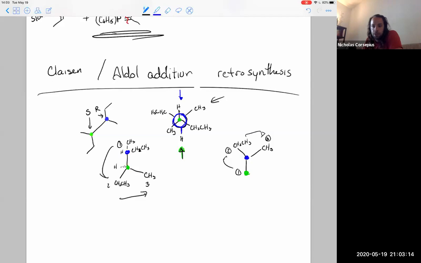I would focus much more on perspective drawings and Fischer projections than the Newman. 99.9% of the time with the Newman drawing, we're not trying to show stereochemistry. It makes stereochemistry a lot more of a pain in the butt to see. Right, so I'm not saying there's no Newman stuff on there. It's just going to be in the context of which one of these conformations is more stable, something like that.